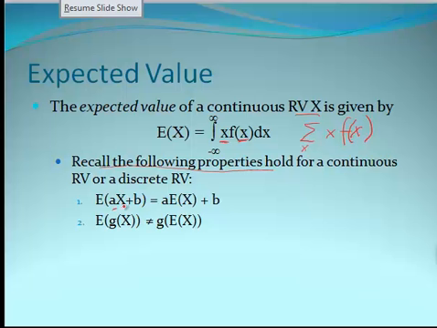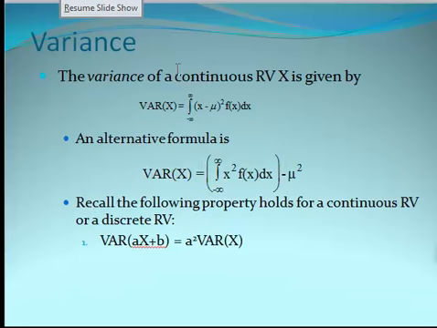Any constant times x is just going to be the expected value times that constant, and then you can pull any other constant right out. One thing to be aware of is that the expected value of a function is not the same as the function of the expected value. This may well be a constant, so the function operating on that constant is going to be different.